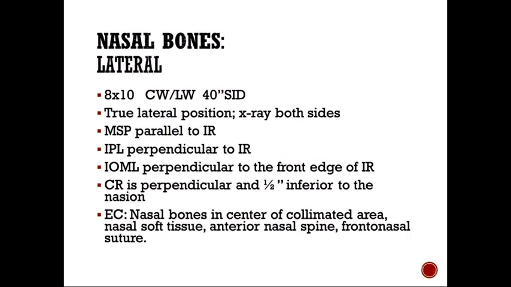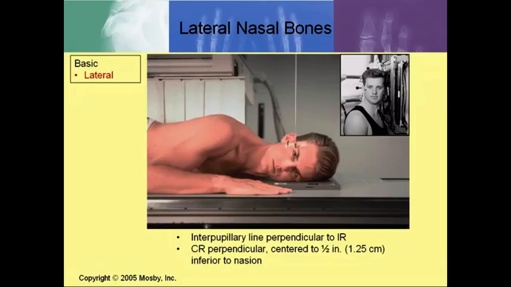The mid-sagittal plane will be parallel to the image receptor, the interpupillary line perpendicular to the image receptor. The infraorbitomeatal line will be perpendicular to the front edge of the image receptor, and the central ray will be perpendicular and 1/2 inch inferior to the nasion, and our criteria states that the nasal bone should be in the center of the collimated area so that we see all of the nasal soft tissue, the anterior nasal spine, and the frontonasal suture all must be included.